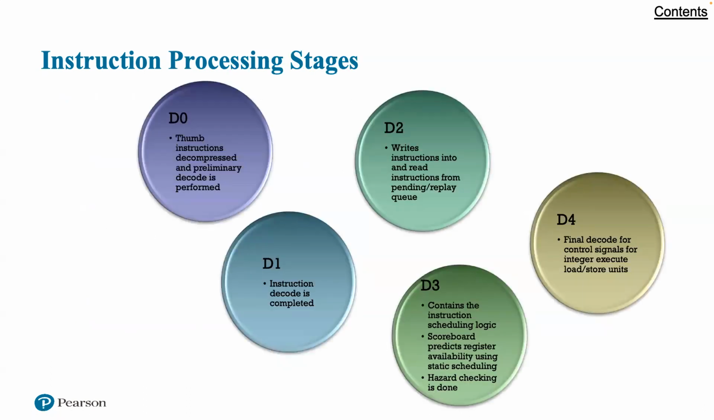So each instruction goes through 5 stages of processing. D0, Thumb instructions are decompressed into 32-bit ARM instructions. Preliminary decode function is performed. D1, the instruction decode function is complete. D2, the stage writes instructions into and reads instructions from the pending/replay queue structure.